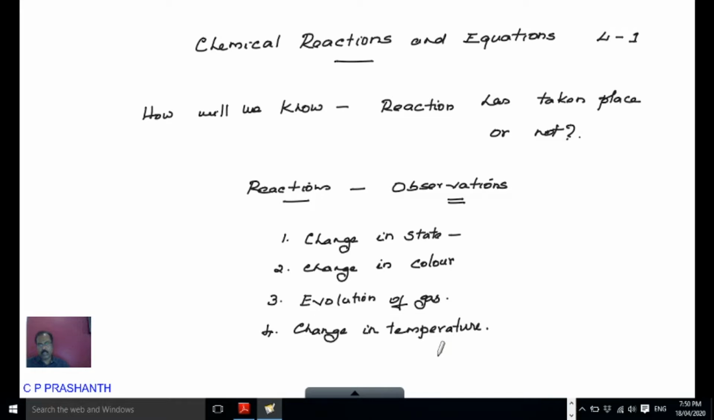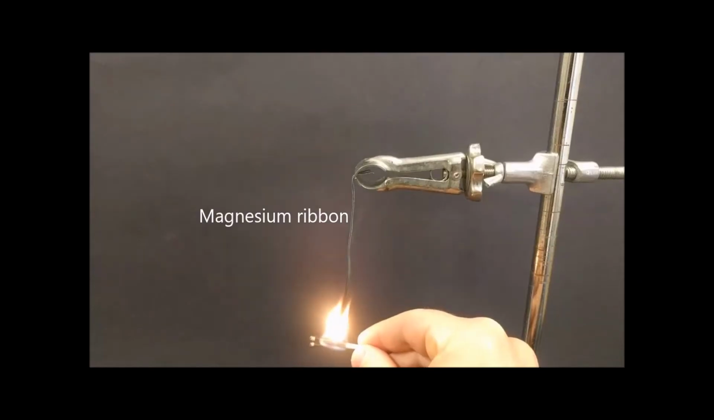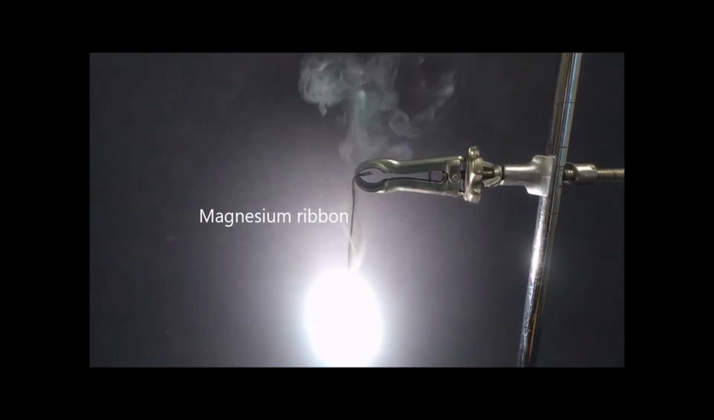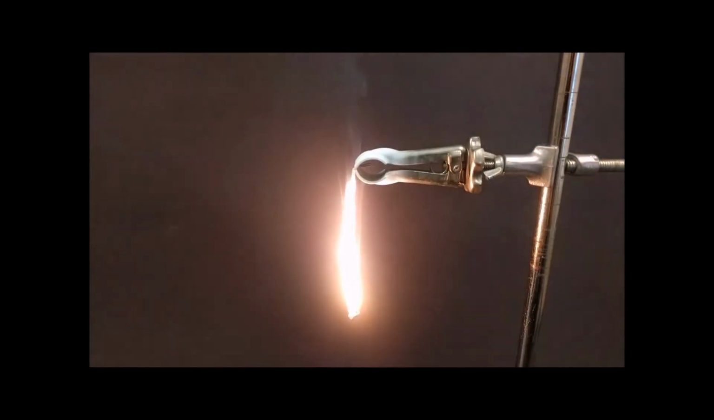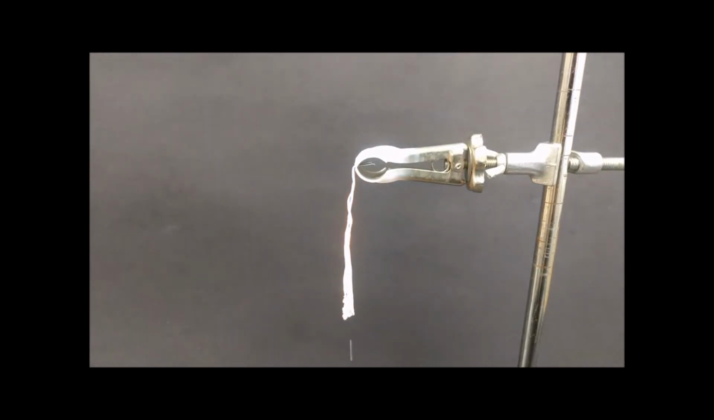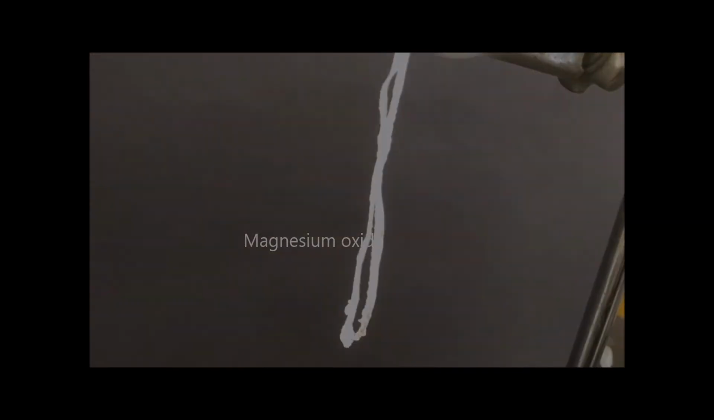So let us start observing the reactions. The first reaction is the burning of magnesium ribbon. So over to the reactions. You can see the magnesium is burned. It is burned means it is reacting with oxygen. So magnesium reacts with oxygen to produce magnesium oxide. This white substance that you see is magnesium oxide. Let us see the next reaction.